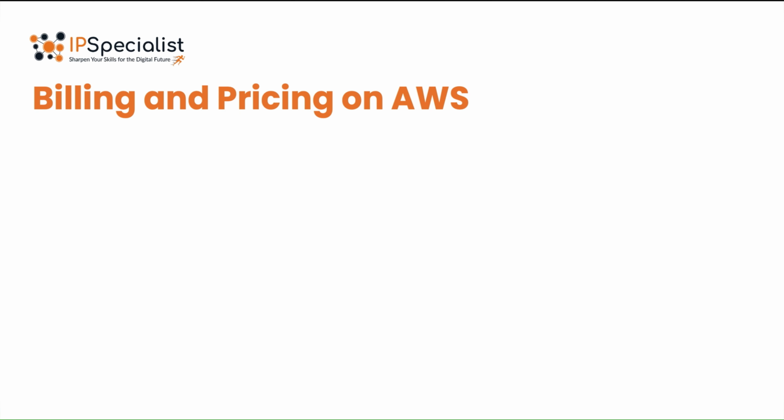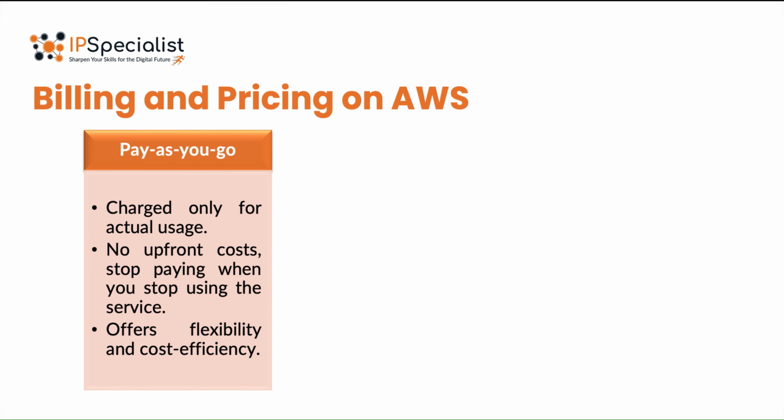Now, when it comes to AWS, one of the key things to understand is how you'll be charged for the services that you use. AWS offers flexible pricing models that can fit different needs. Let's break down the basics. First is pay as you go. This is the most common way AWS charges you. Instead of paying upfront or for a fixed amount of usage, you pay only for what you actually use. If you stop using a service, you stop paying for it. This makes it flexible and cost efficient because you're only charged based on the services that you consume.